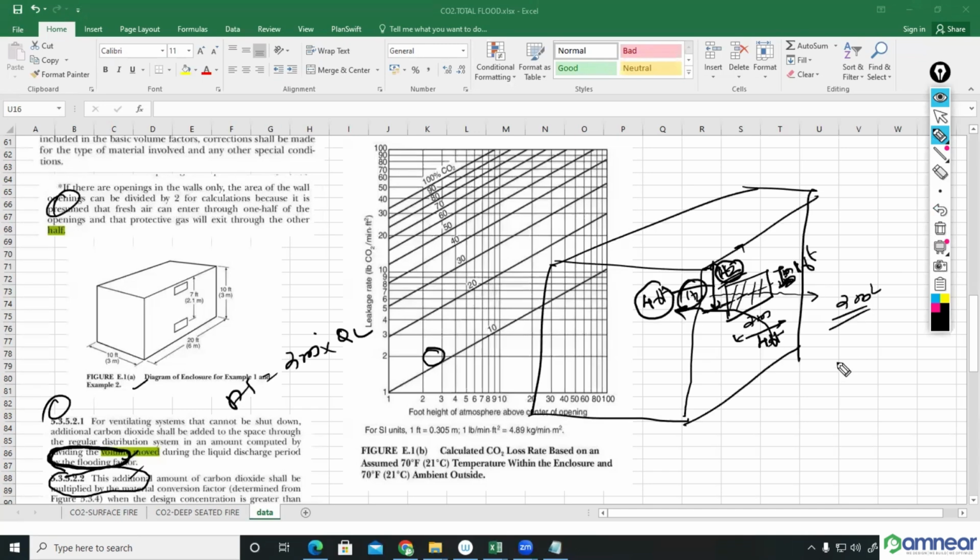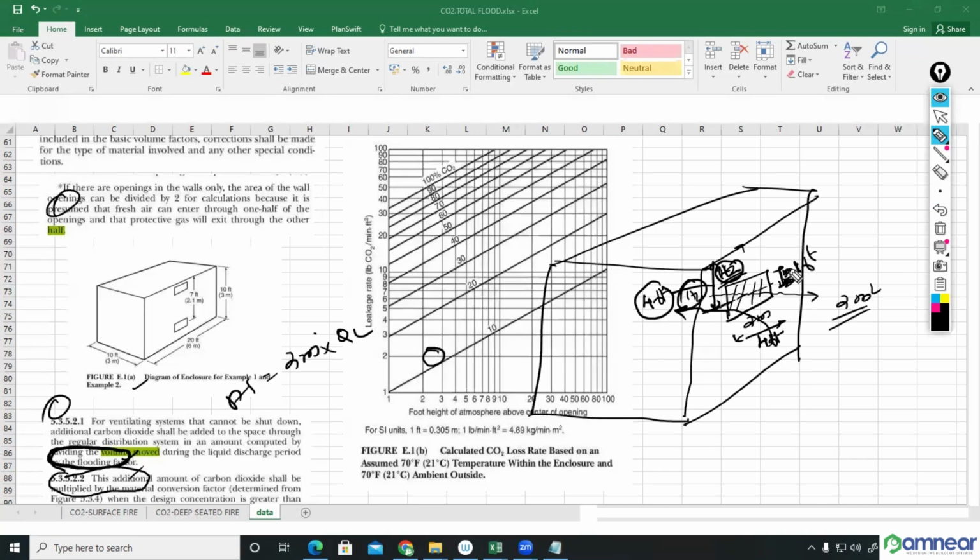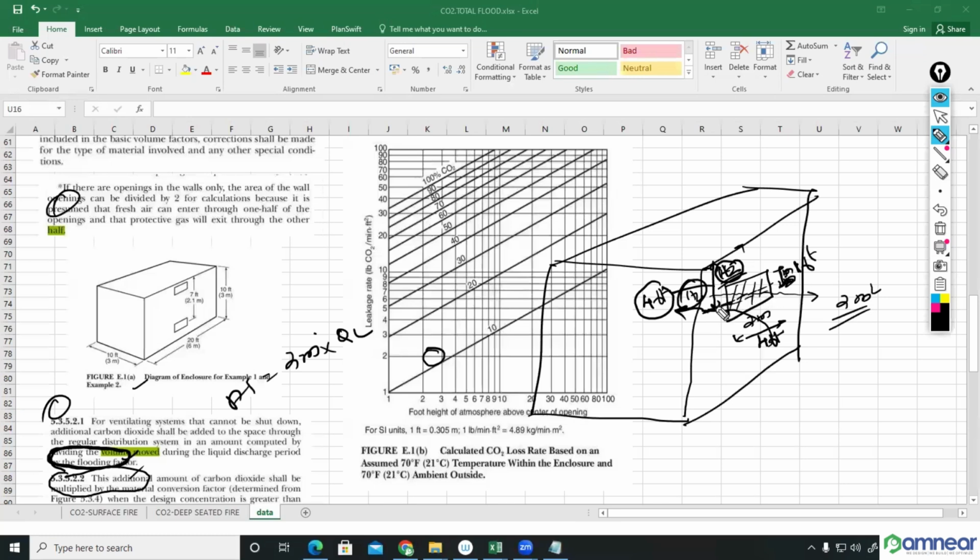Okay, what was this? It is foot height of atmosphere above center of opening. Foot height from the center of opening to above. This is a height. How much is it? 4 feet only. That you are having in the x-axis. Okay. Leakage rate, pound of carbon dioxide per minute. Through the opening, each minute, how much quantity of carbon dioxide can leak through one square feet. That's the rate. Leakage rate per minute you can find from there.